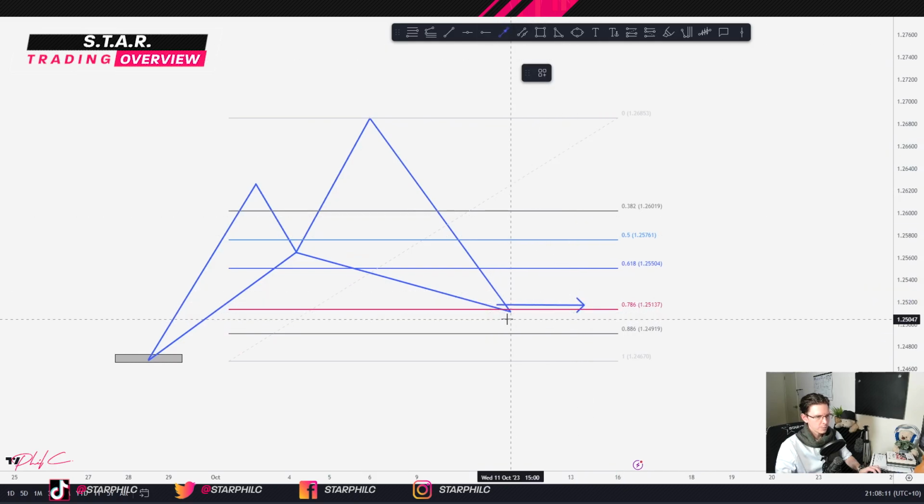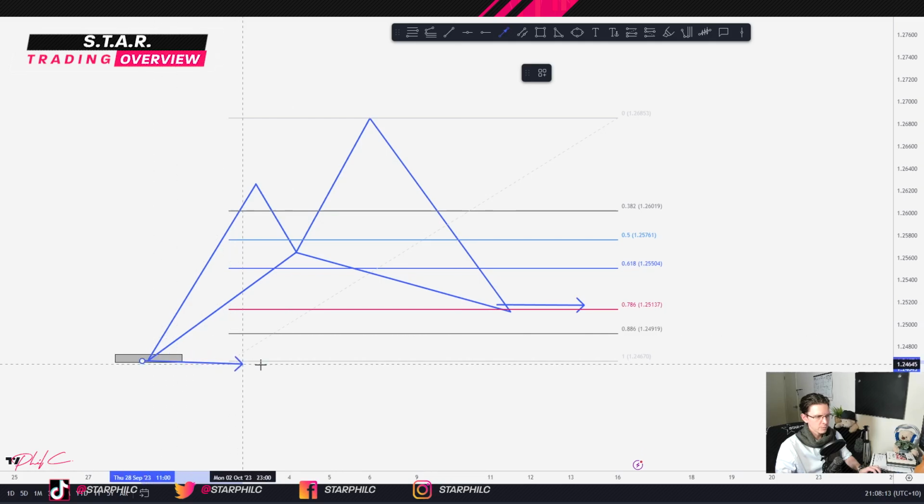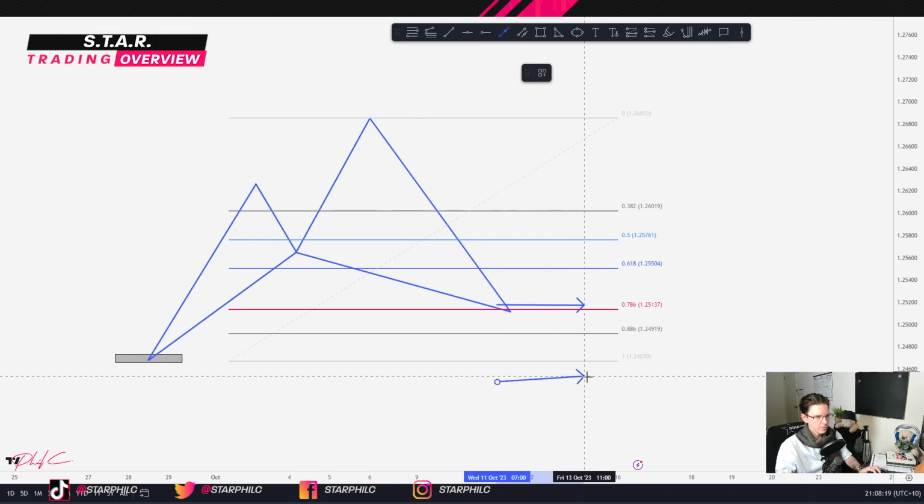Your stop placement is below the X point looking left, right? Your stop placement is below this low right here. So your stop will go right there.